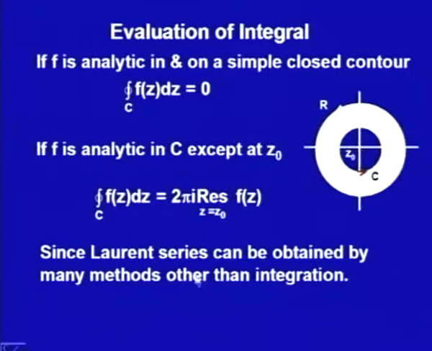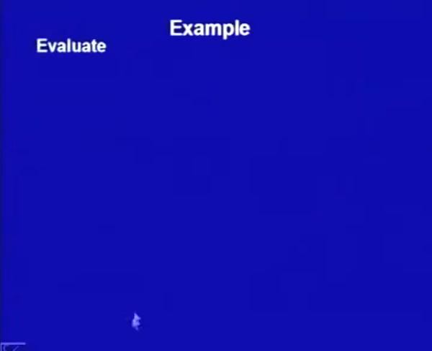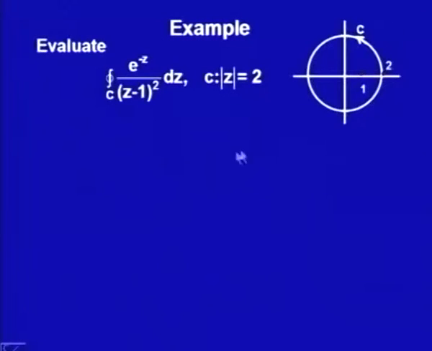So, now we have a new formula, and as I said, this Laurent series can be obtained by many methods other than integration. The evaluation of this formula could help us in evaluation of the integral. Let us see one example. Evaluate the integral of e to the power minus z upon (z minus 1) whole square dz on the circle mod z equal to 2, that is, a circle with radius 2 and center origin.